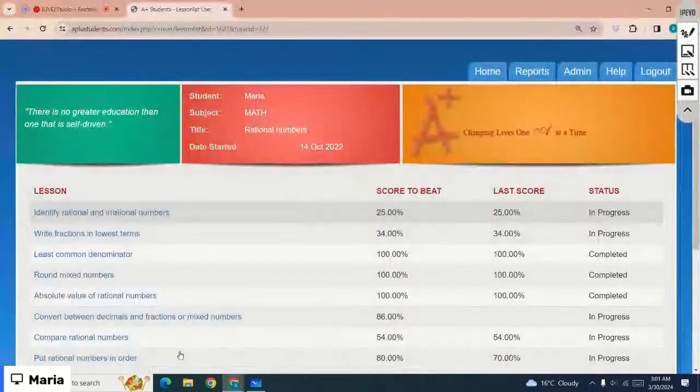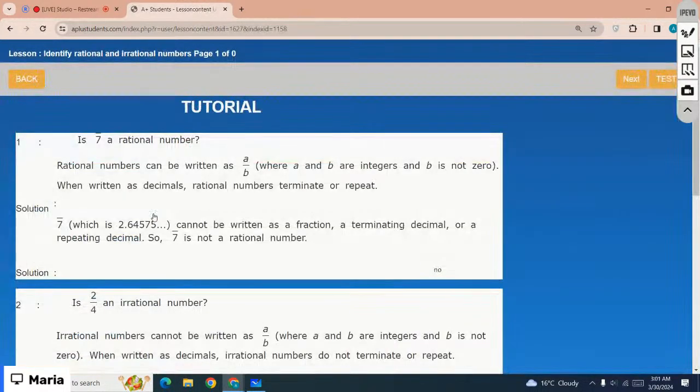So here I'm on grade 8 math. The chapter we are on right now is rational and irrational numbers. So let's just start with the lesson. Identify rational and irrational numbers. Let's just start with the first lesson, right? So start with the first example.